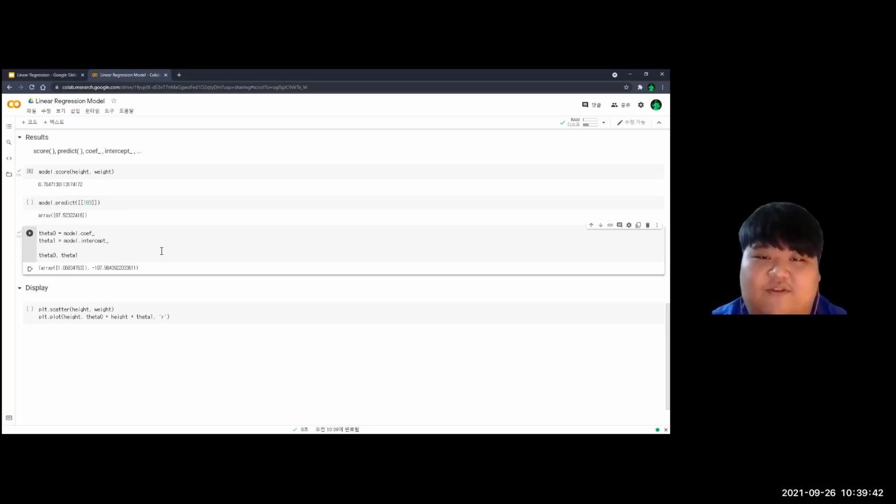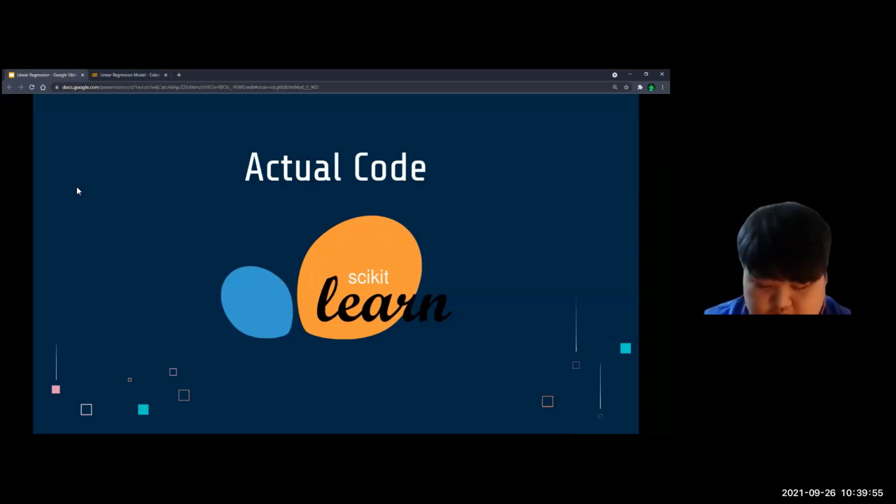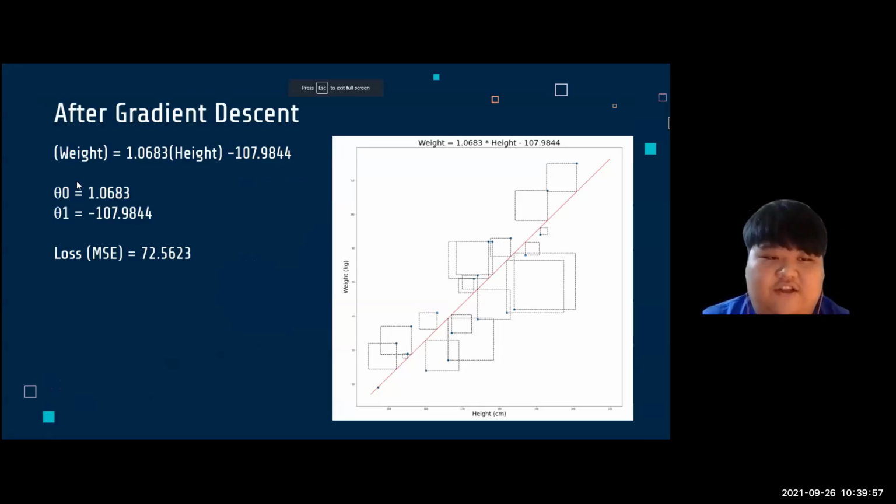And then we can get theta null and theta 1 by running coef and intercept. Basically, it is literally saying it is a coefficient and it is the intercept. So we got the theta null and theta 1 values. As you can see in the slide, our theta null and theta 1 were 1.068 and negative 107.9844.